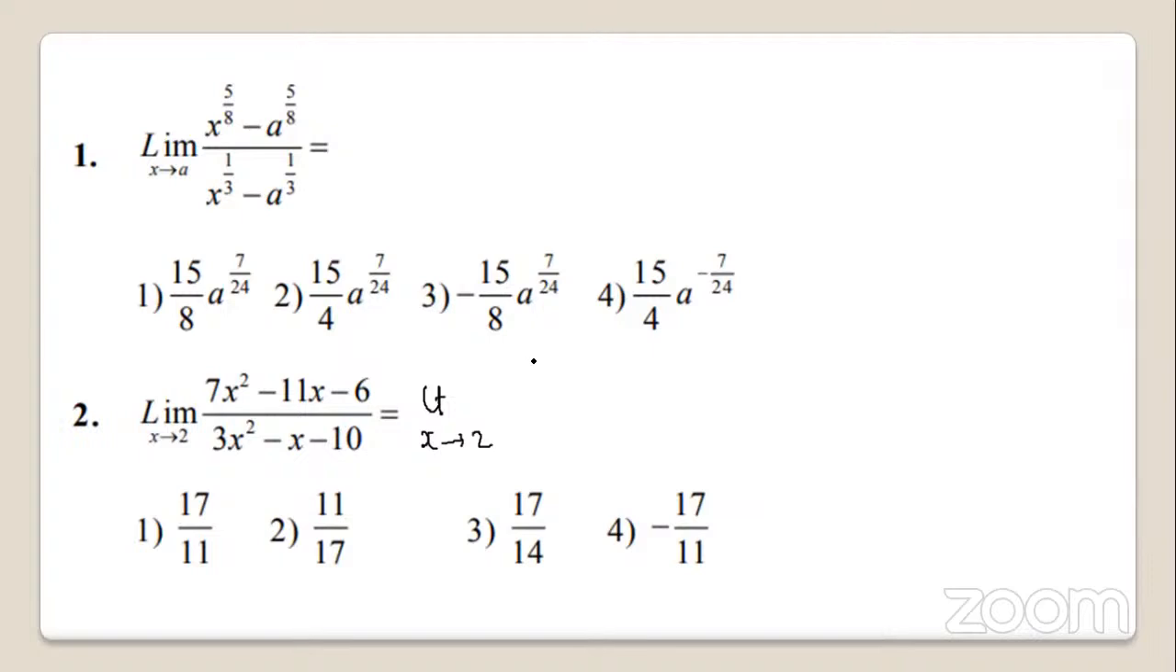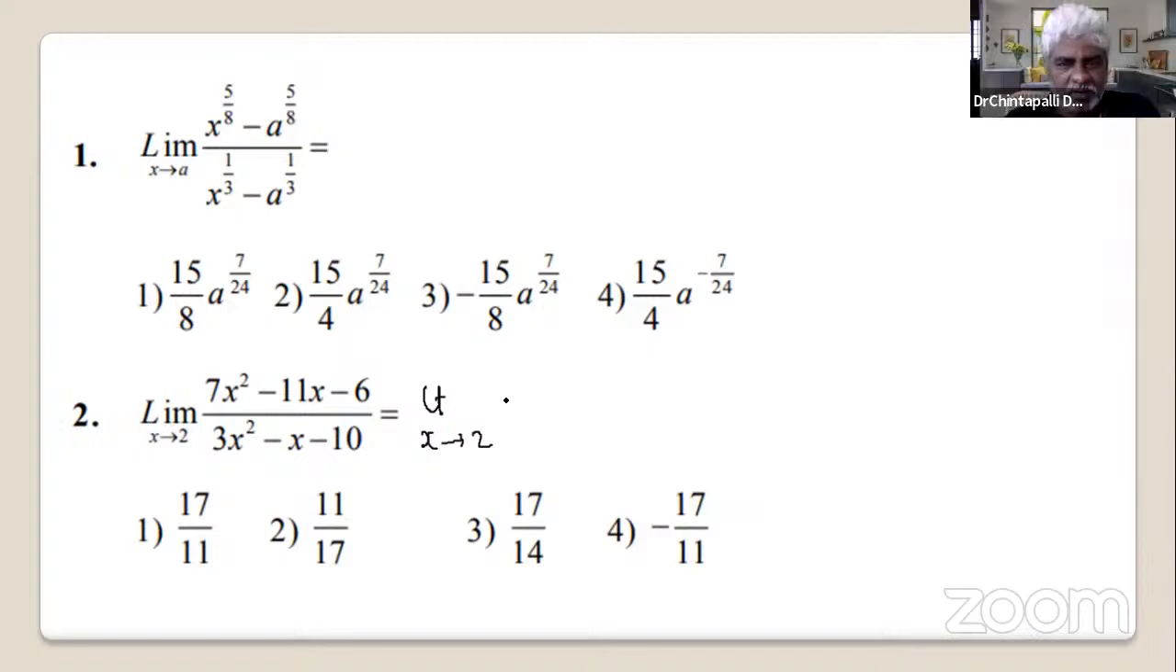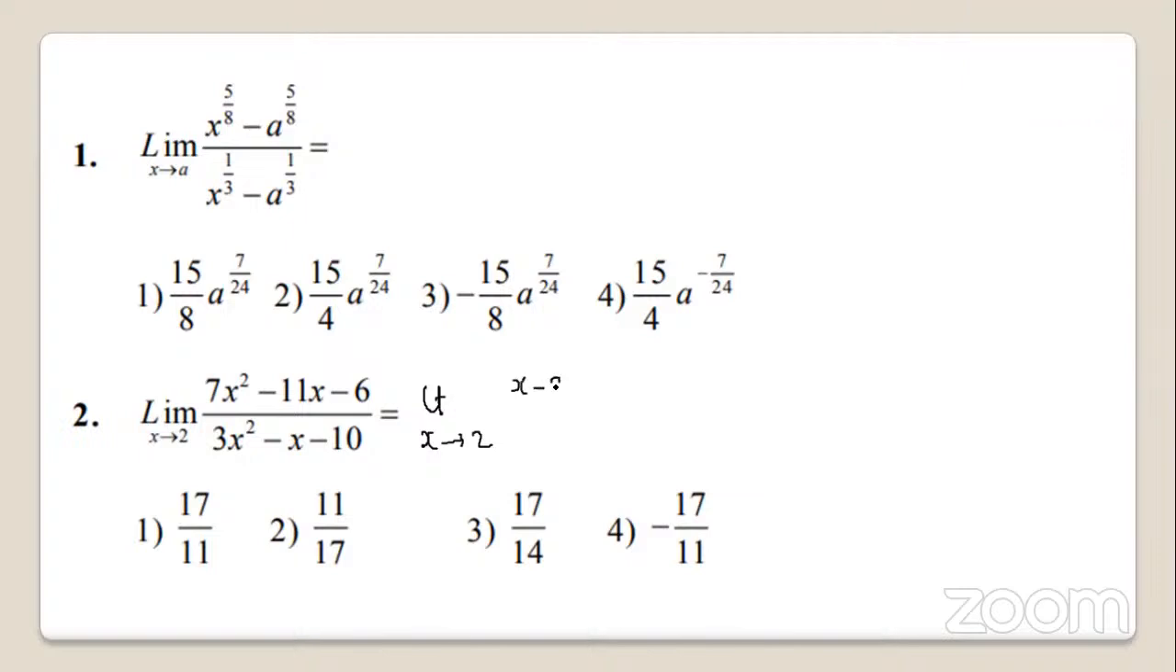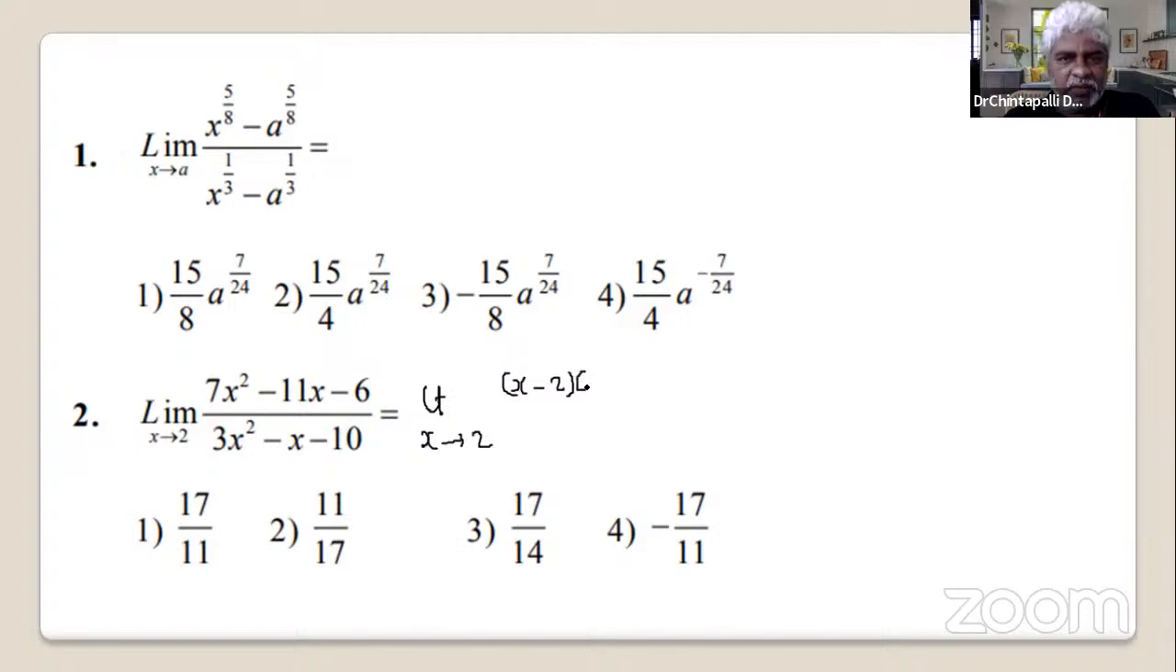Six plus 5. Okay, 7 times 14, 17 by 6 plus 5, that is 11, so 17 by 11. So is it option 4? Very good. Yeah, what is the numerator? X minus 2 times... Sir, sorry. The answer is option 1. Option 1, right? What is the numerator?